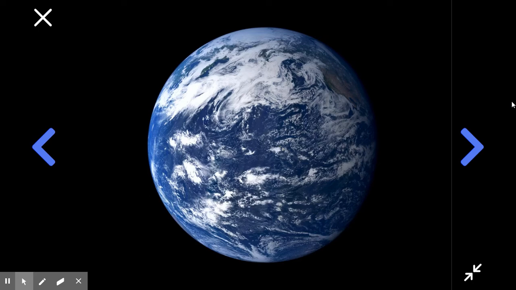Imagine if there were an alien seeing our planet for the first time from this viewpoint. That alien might think the entire planet is just water. That's how vast the Pacific Ocean is.